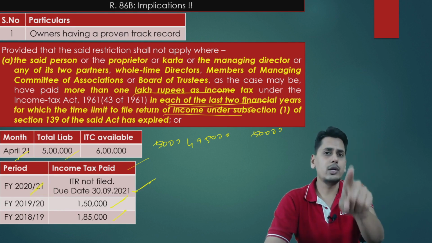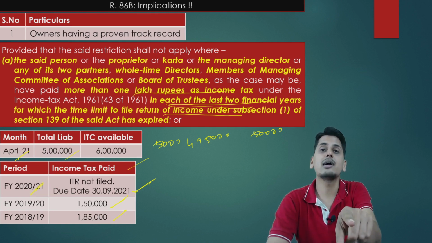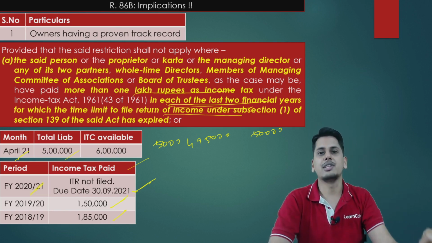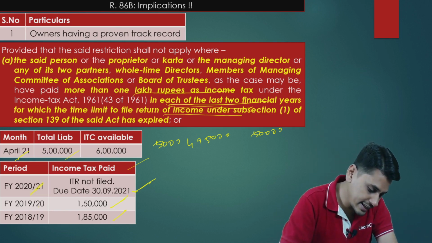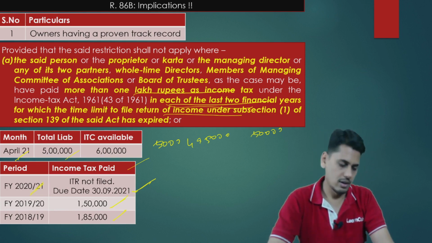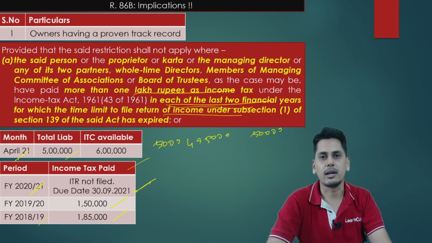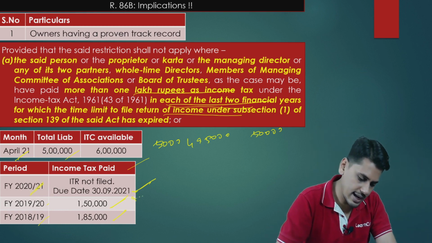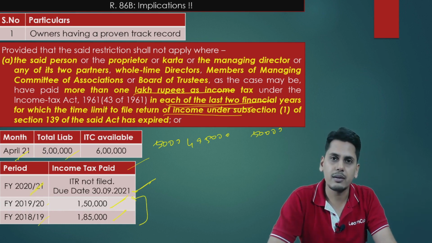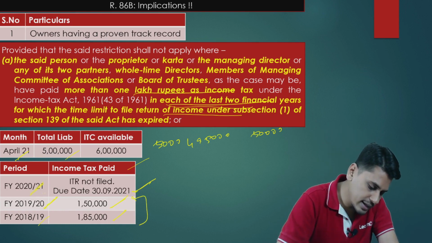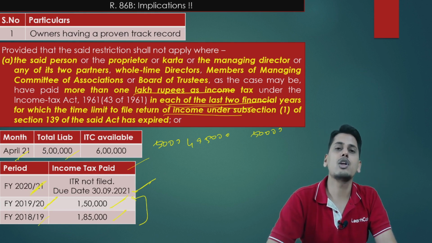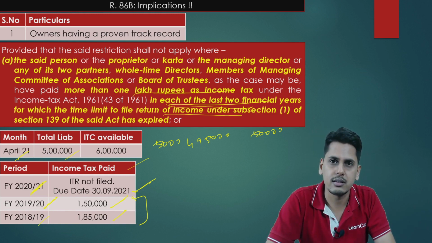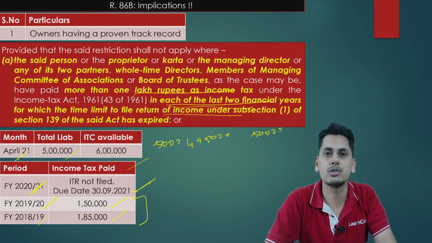So now friends, you need to check preceding 2 financial years whether income tax paid is greater than 1 lakh or not. But which 2 preceding financial years? Is it 1920 and 2021, or is it 1819 and 1920? Friends, if it is 1819 and 1920, yes, relaxation is available because he has paid more than 1 lakh. If it is 1920 and 2021, relaxation will not be available because for 2021 he has not yet filed his income tax returns. So which financial years are we supposed to take?